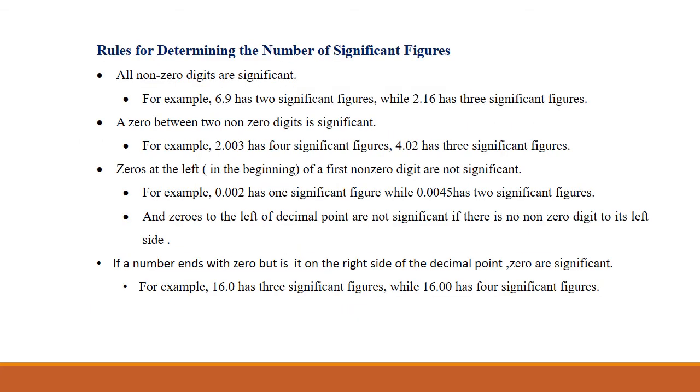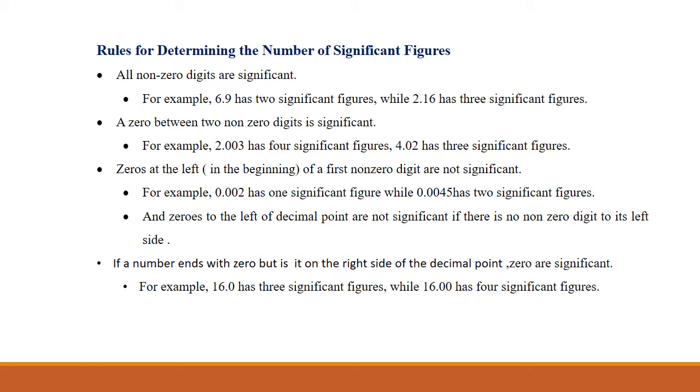Now we have to read the rules for how to determine the number of significant figures. All the non-zero digits are significant, that is 1 to 9. All these digits are meaningful. For example, 6.9 has two significant figures, 6 and 9, so the number of significant figures in this example is 2. And 2.16 has three significant figures.